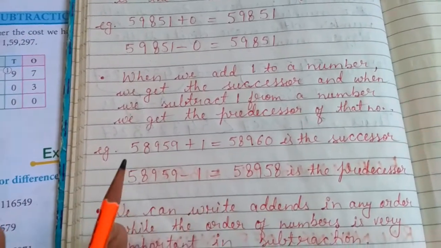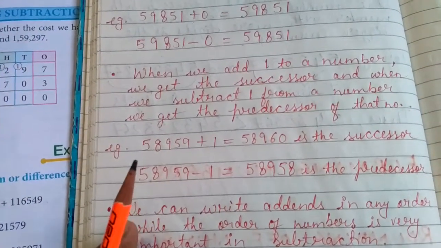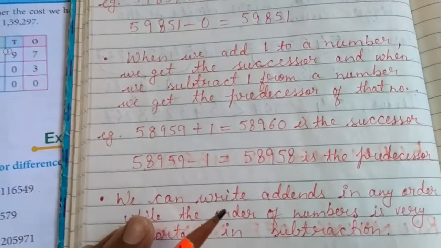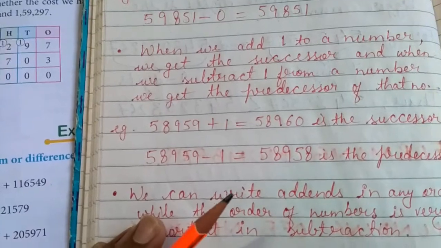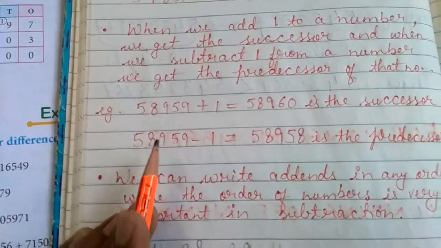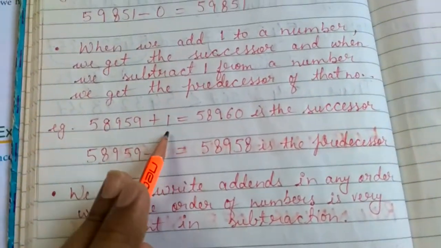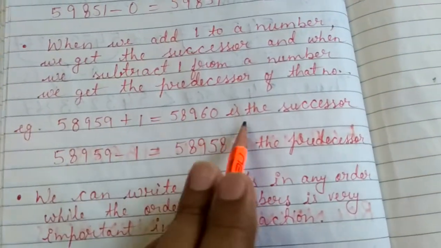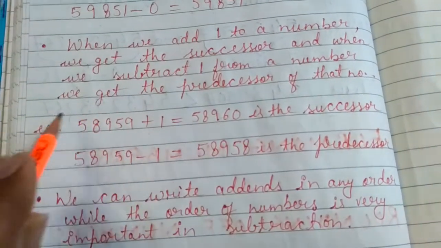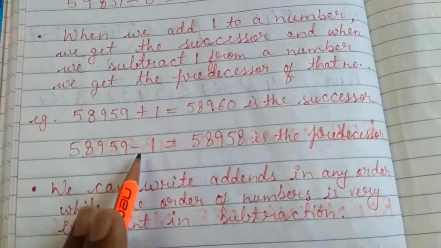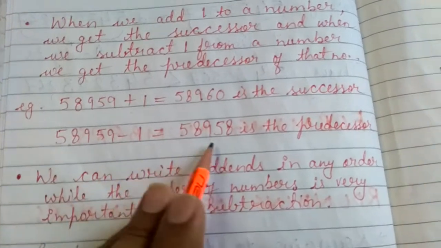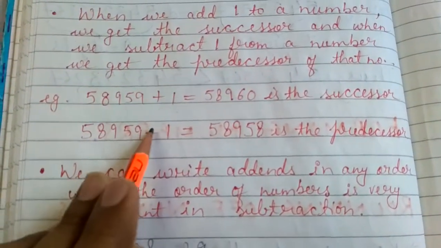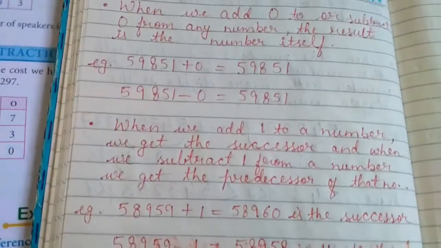And if we subtract 1 from the number, suppose 2 is the number and we are subtracting 1 from 2, then 2 minus 1 is equal to 1. So this 1 is the predecessor of the number 2. The same thing is written over here. When we are adding 1 to any number, the result is the successor of this particular number. And when we subtract 1 from any number, the result is the predecessor of this particular number. So this is the second property.